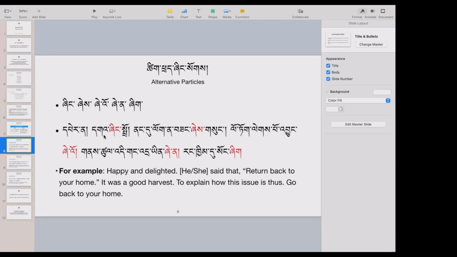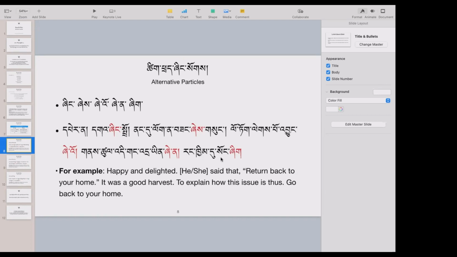For example, the first one, Gashintro means happy and delighted. Nang to Lona Sang Shesung means he, she said that return back to your home, or it's good to return back to your home. Third one, Loto Legpo Chung Xiao. It was a good harvest. The fourth one, Ne Tsu Di Kang Zha Yin Xiana, to explain how this issue is thus.